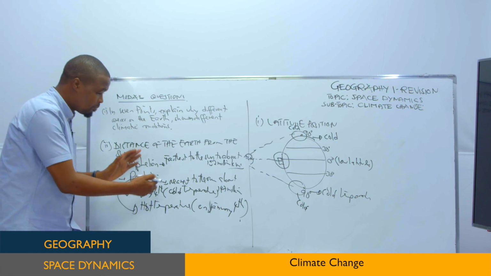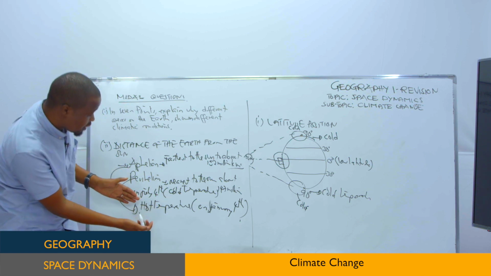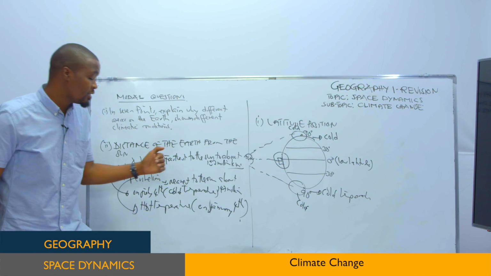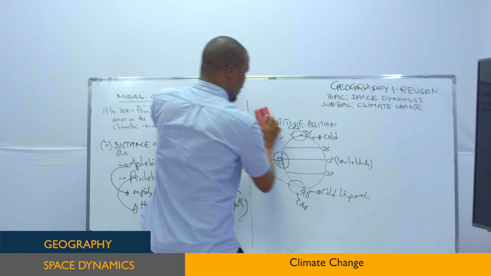During perihelion, it is the period where the Earth will experience the increase in temperature. See, the hot condition. Why? Because the Earth is near to the Sun. So this is another factor. So let's see another factor or another cause.